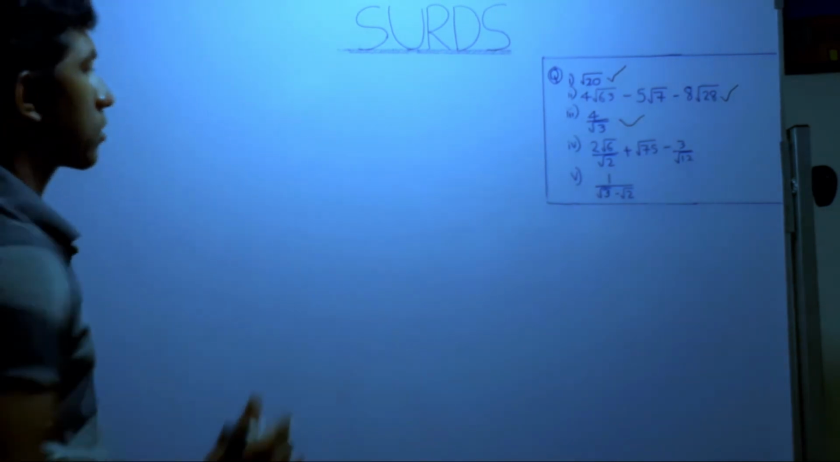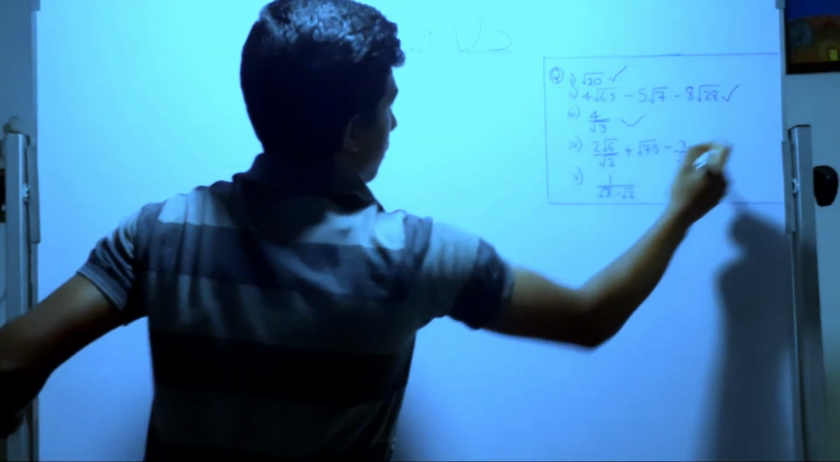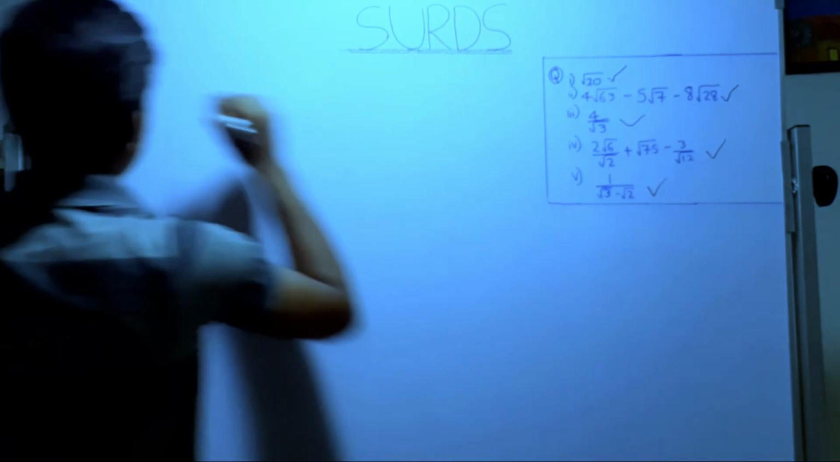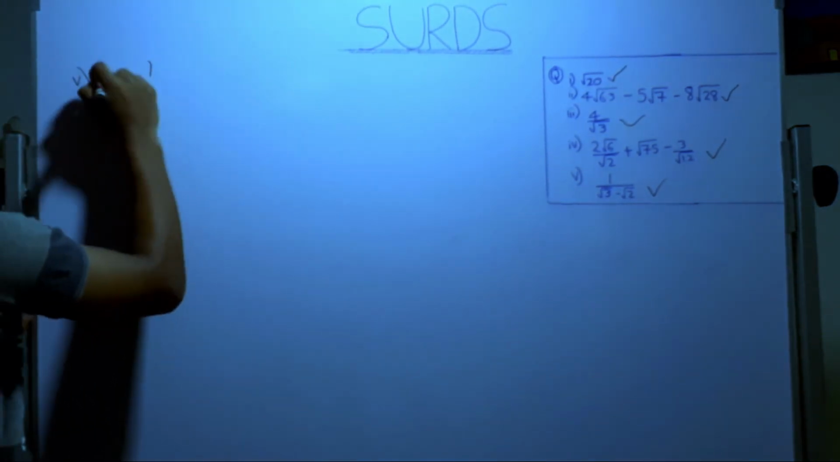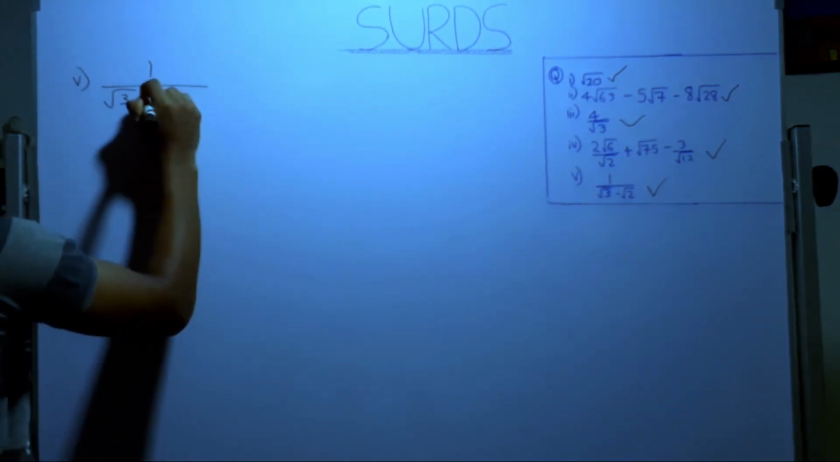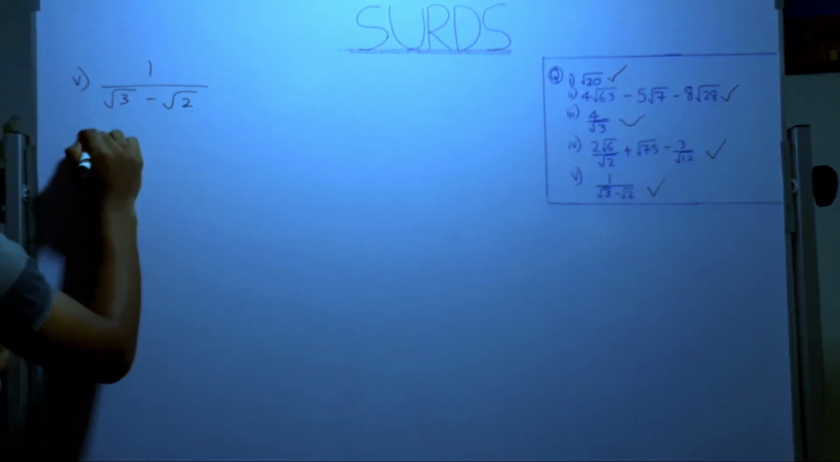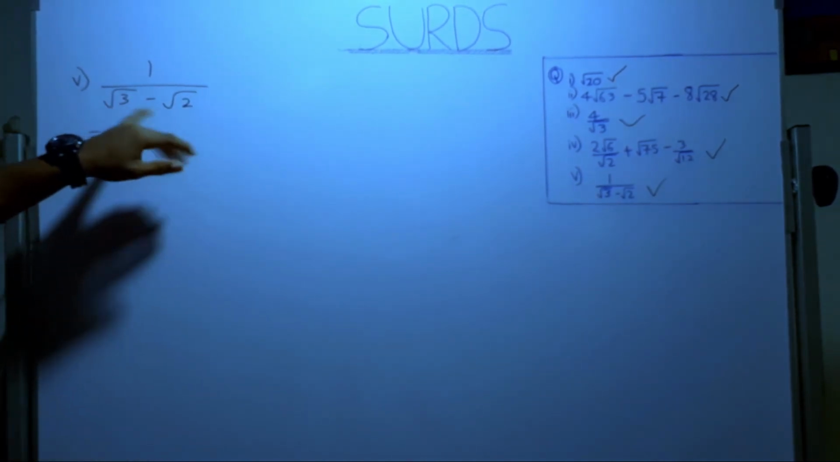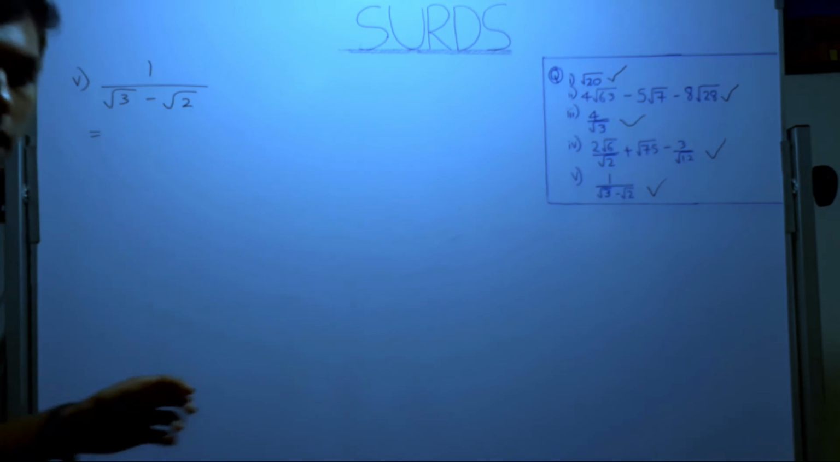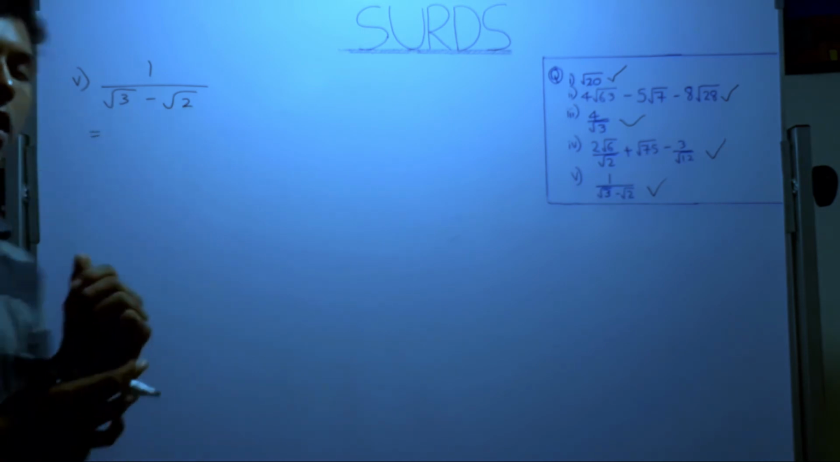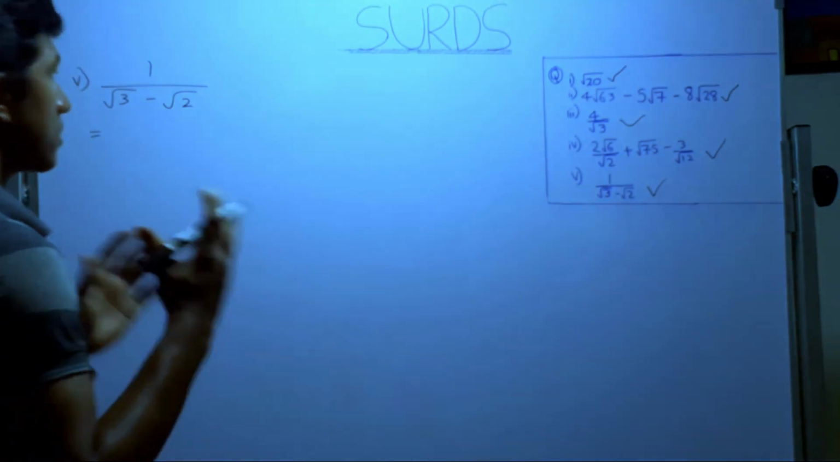Okay, so the final question. We're done with that and we're going to be doing this. So final question, which is going to be 1 over root 3 minus root 2. So if we look at this, now it's a rather complex type of surd. So root 3 minus root 2. Now here comes into the equation the conjugates.